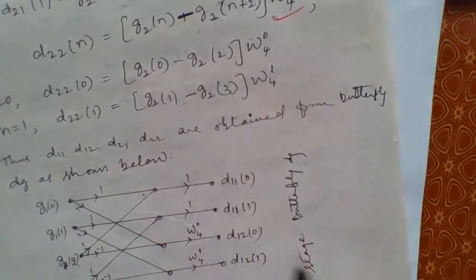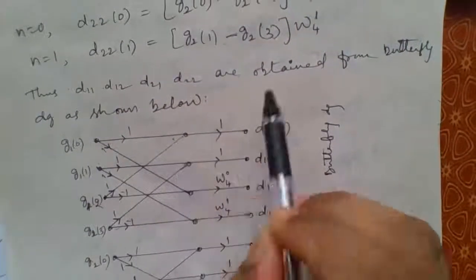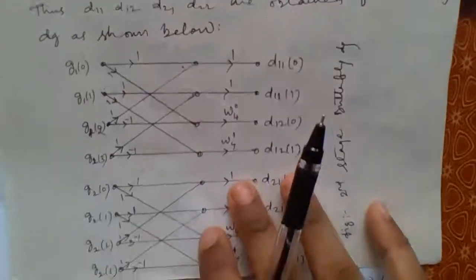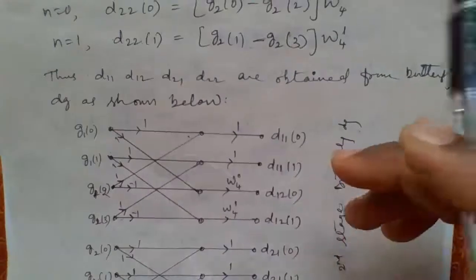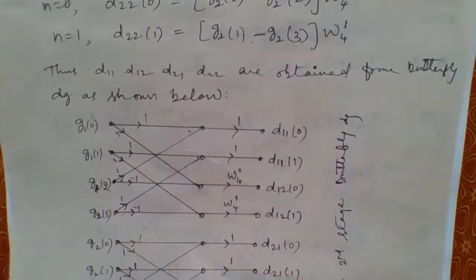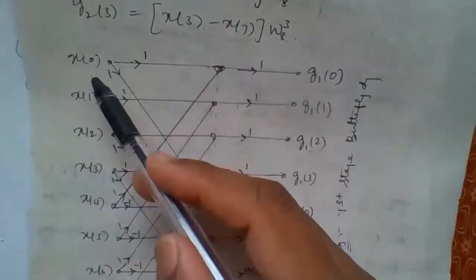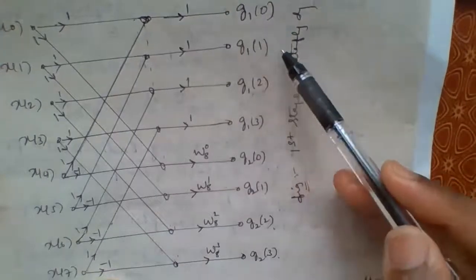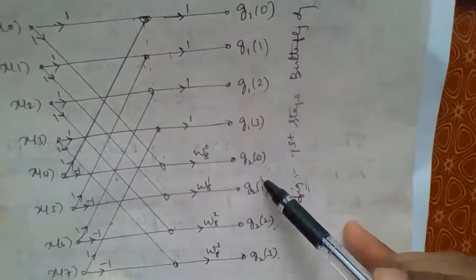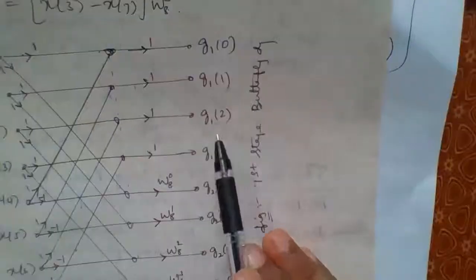Once the set of equations is ready, we will have to draw the signal flow graph. In the previous part, what were the outputs? The outputs were G1 and G2. Here we started with all the X as inputs, and at the first stage we have G1 of 0, G1 of 1, G1 of 2, and so on. These are the outputs, G1 and G2. Now these outputs from the first stage act as inputs for the second stage.